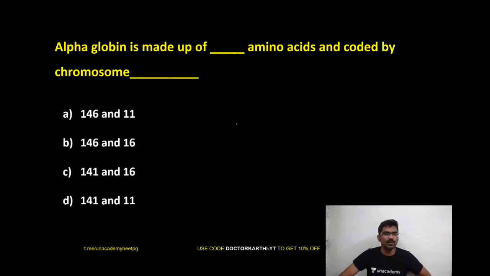Okay, let's conclude with this question. It's been more than 30 minutes. Let's conclude this. Another number based question. Alpha globin is made up of dash amino acids encoded by chromosome dash.